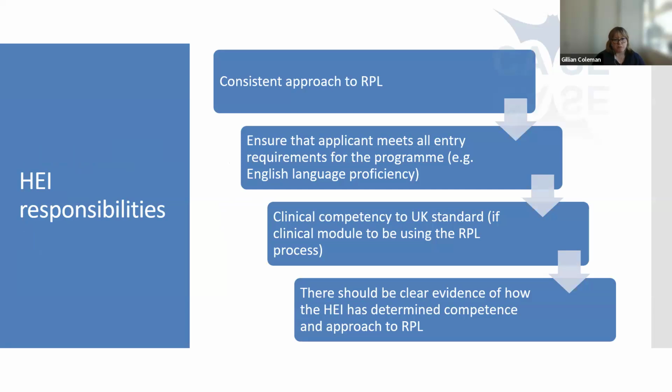So first of all, I'm going to talk about the HEI responsibilities, and then we'll talk a little bit further about what accreditors should be looking for in terms of RPEL. So each HEI has a responsibility to ensure that there is a clear, consistent and fair approach being applied to all learners who apply for RPEL. And this also includes that there should be full equivalence of the entry requirements for the programme, and this might be things such as English language proficiency. The HEI will need to ensure that the clinical competency is equivalent to the UK standards. So this is particularly relevant if it is a clinical module that is being applied for RPEL to be used for. And there needs to be clear evidence of how that HEI has determined that competence from the clinical aspect, but also that the learning is equivalent to the case standards that are required. Next slide, please, Jill.